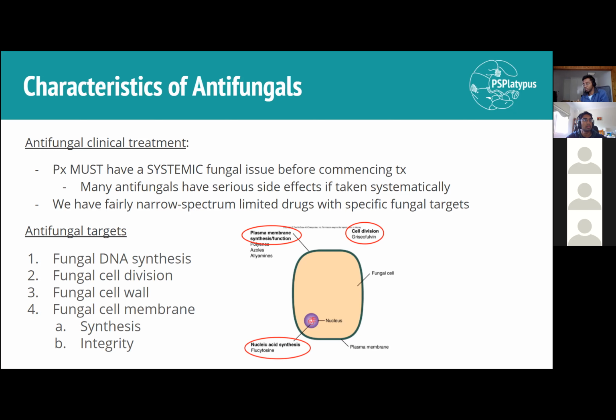And also, same thing as viruses, we have fairly narrow spectrum limited drugs. We can also still break it down exactly like how we broke it down for the other 2. So we can target different things: DNA synthesis, cell division, the cell wall, cell membrane.